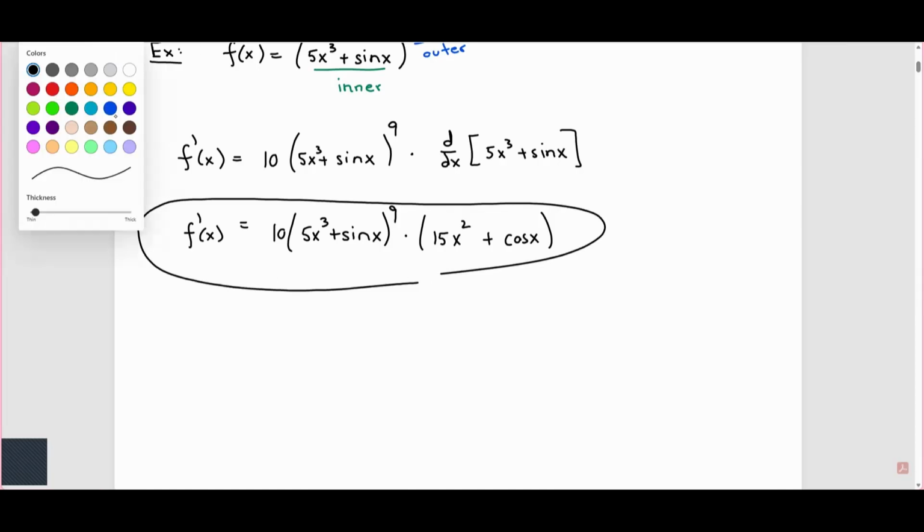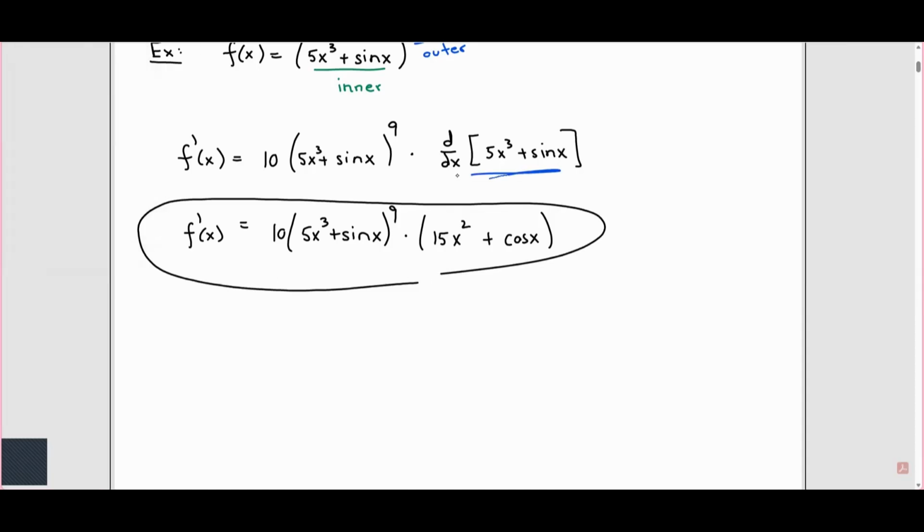By the way, you will get used to it, and you could probably skip over this portion where we wrote down, oh, and then we need the derivative of this. You could probably just skip to the end result at some point.